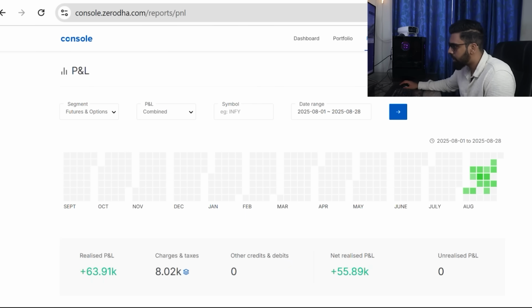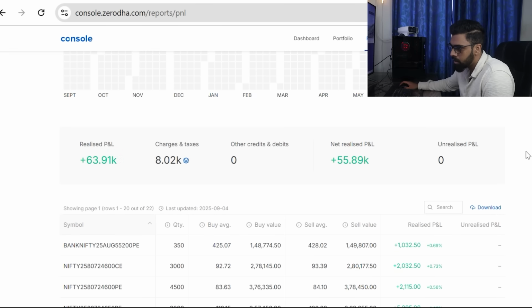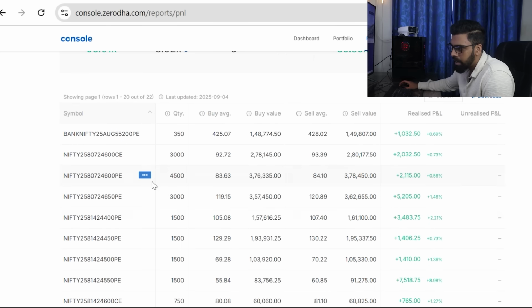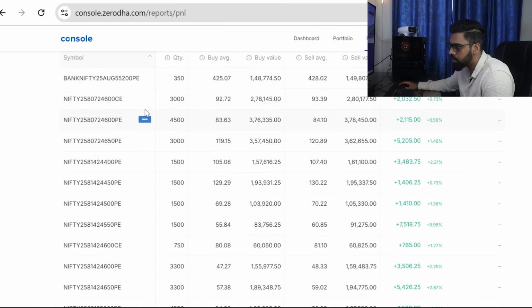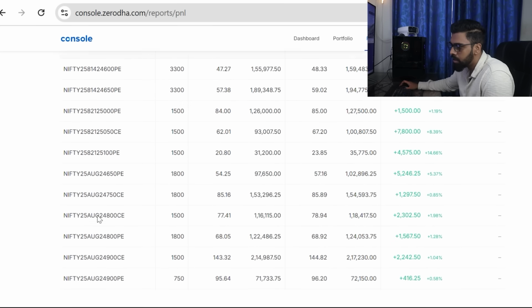And as you can see, we are doing great. We've been doing great this month. No losses so far, only profits. And yeah, most of the trades I've taken in Nifty. As I mentioned before, only one trade in Bank Nifty, as you can see, and all the others in Nifty.